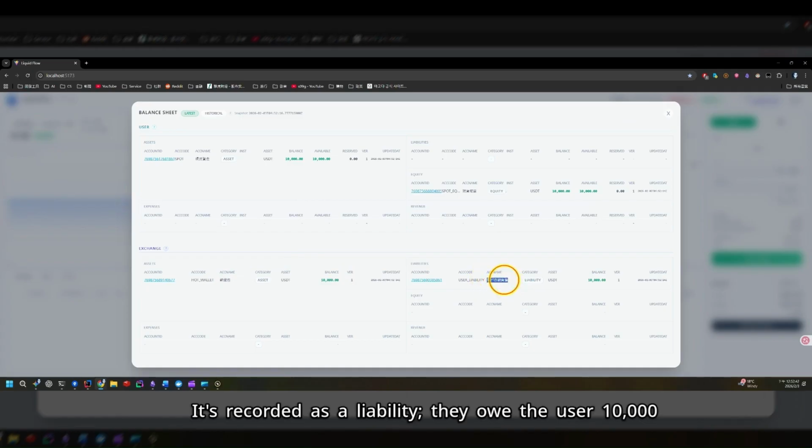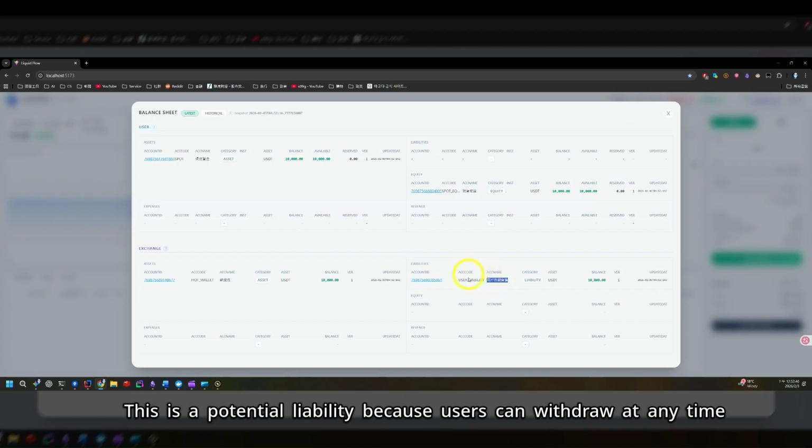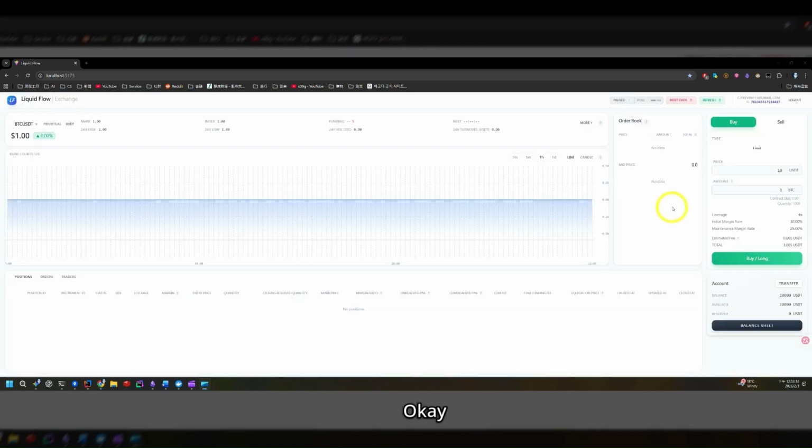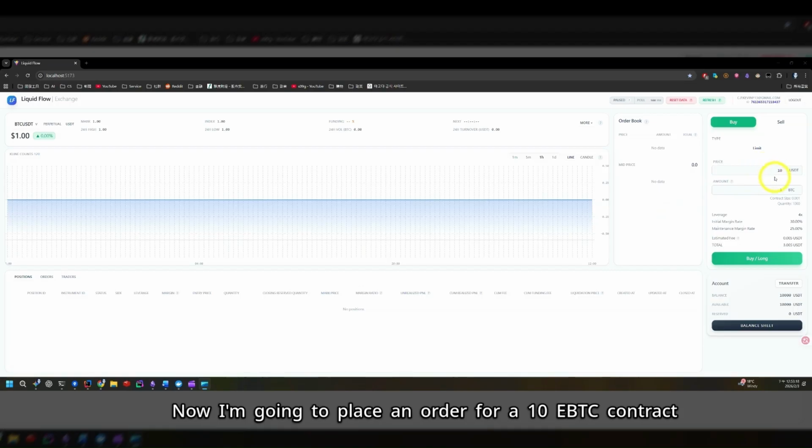It's recorded as a liability. They owe the user 10,000. This is a potential liability because users can withdraw at any time, and when they do, the platform must repay this liability. Okay, now I'm going to place an order for a 10 EBTC contract.